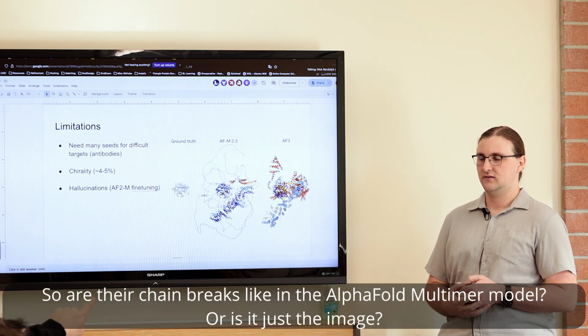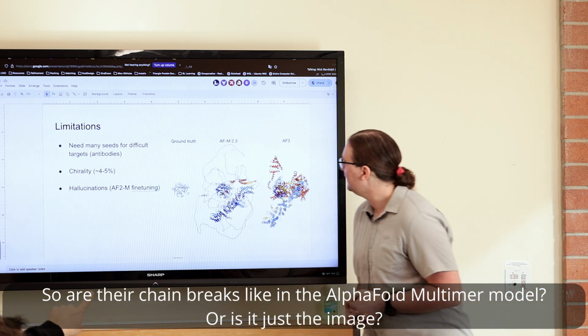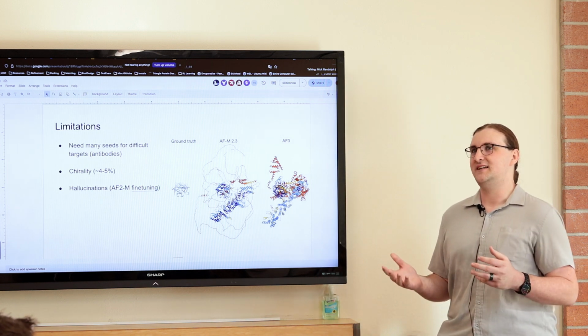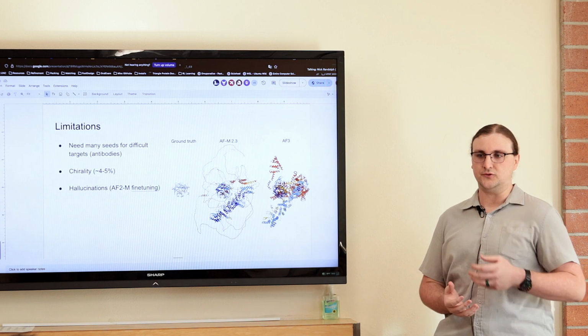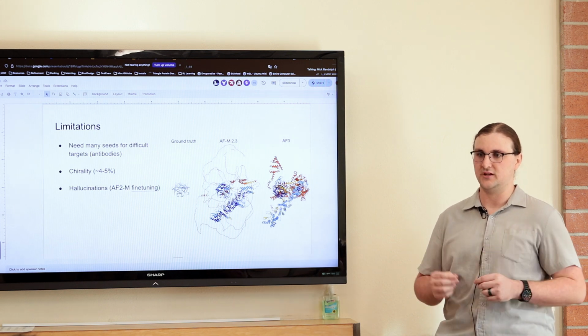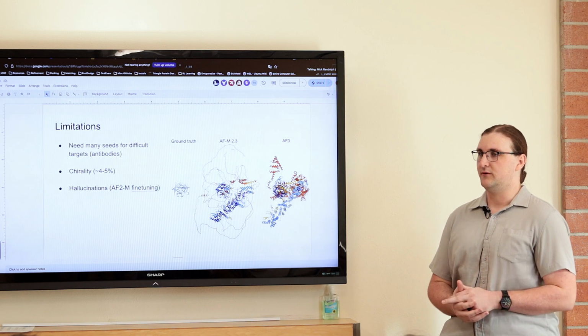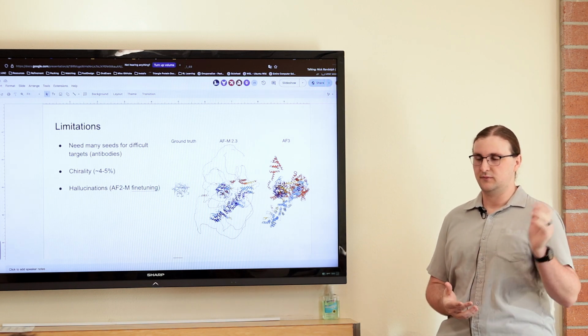So are there chain breaks like in the AlphaFold multimer model, or is it just the image? I think it might be chain breaks, yeah. I think that's an issue that a lot of models have with these large proteins. Even RoseTTAFold2 has issues with that. They do form chain breaks, it's a major issue with large proteins. And that's something RoseTTAFold2 really had to deal with in development, if you listen to some of Frank's talks.